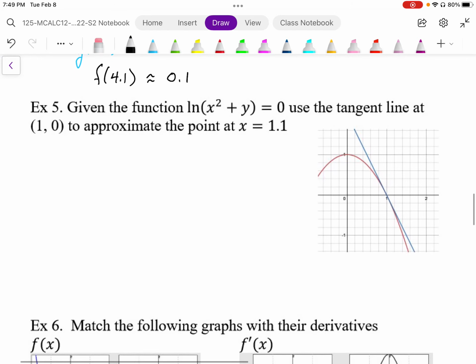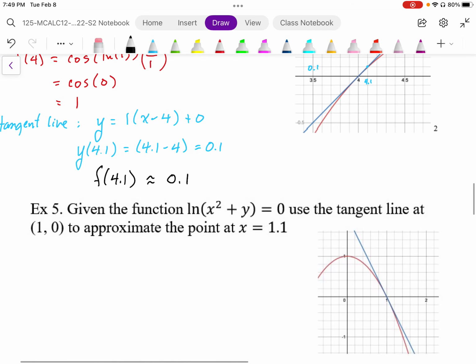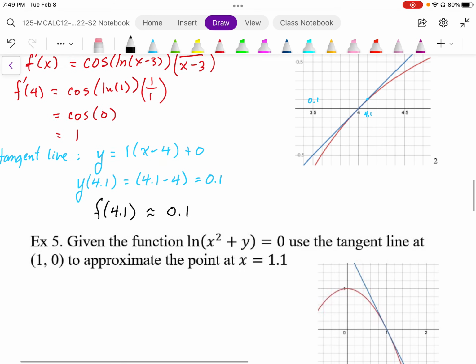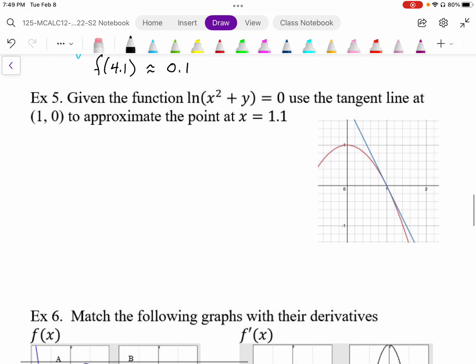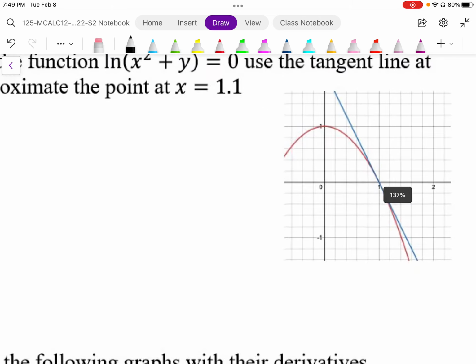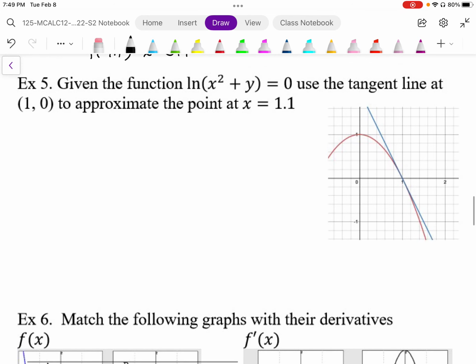So in this example, we're going to do the same thing. We're going to find the derivative, just like we did here, and find the slope at that point. In this case, the point that we're given is (1, 0), right on the x-axis. And we're going to use that line to approximate the point on the curve at 1.1. So the first thing we're going to do is differentiate this. So we're going to find the derivative.